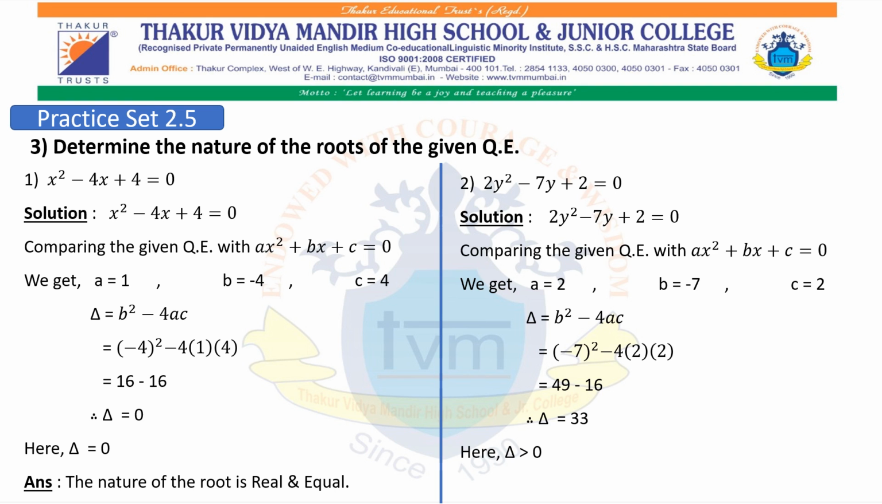Now here the delta value is greater than 0. What it means? It means the value of delta is positive. Therefore the nature of the root is real and unequal.